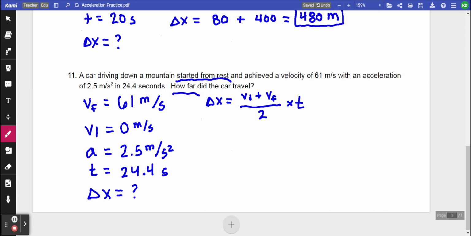All right, so plugging in, I have delta x equals VI is 0, VF is 61, divided by 2, times my time, which is 24.4 seconds. That's my setup. So 0 plus 61, I don't really need to add 0. It's just going to be 61 divided by 2 over there. So let's go ahead and figure out what that is. And that's 30.5.